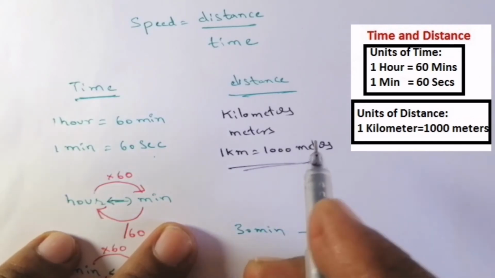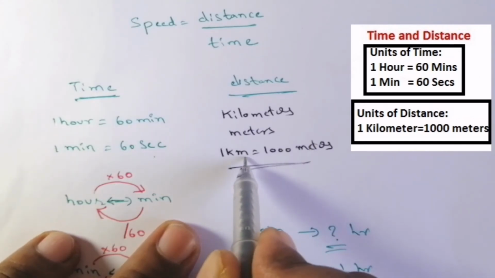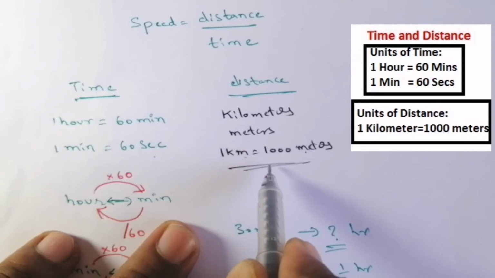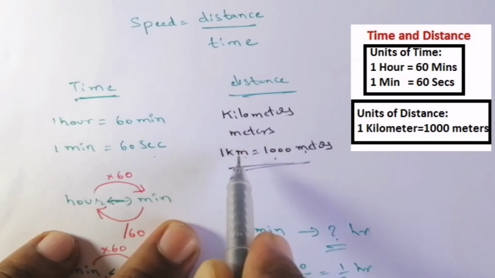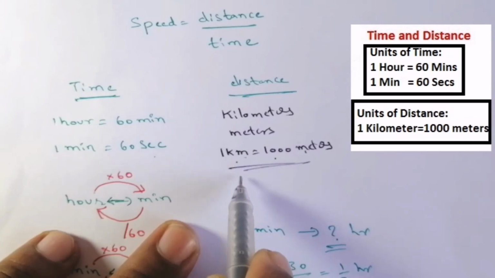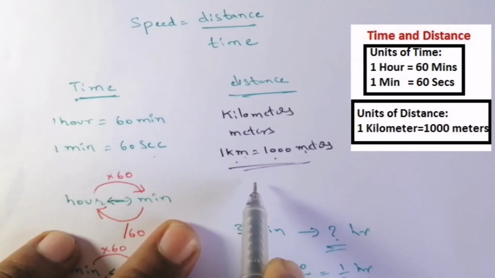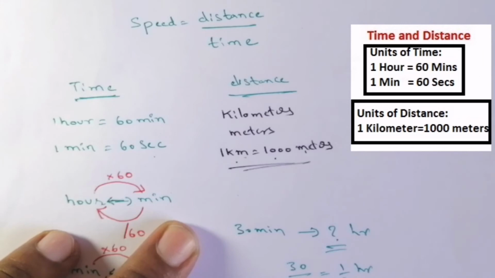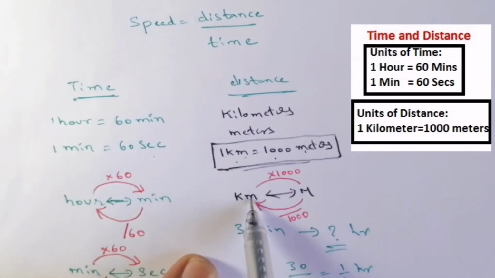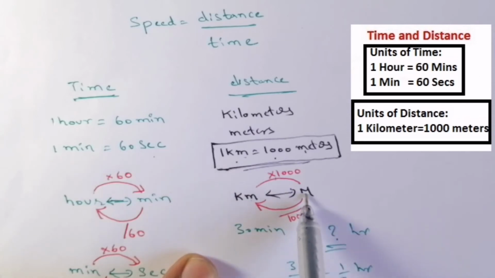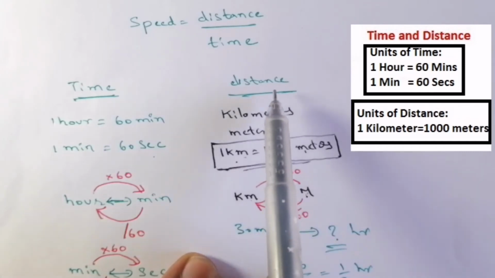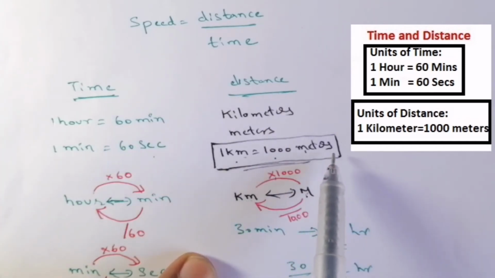If you want to convert kilometers to meters, you have to multiply by 1000. If you want to convert meters to kilometers, you have to divide by 1000. So this distance conversion is very easy. 1 kilometer is equal to 1000 meters.